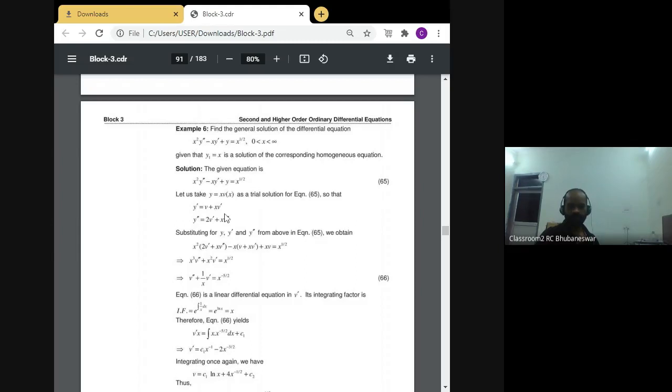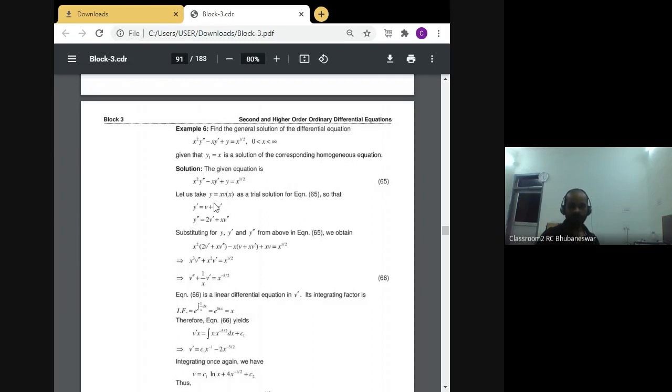And the procedure is like that. Here we have to take a relation, written here, that is y equal to x into vx. So here y equal to v into y1. Y means it is a second solution, we may also take it as y2, but here it is taken y. The new solution will be the product of the first solution, that is x, and an unknown function, here taken as vx, and that is known as a trial solution for the differential equation.